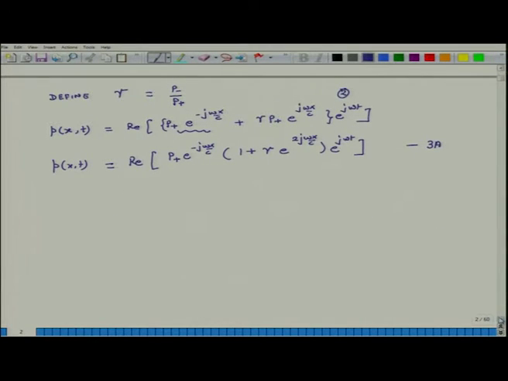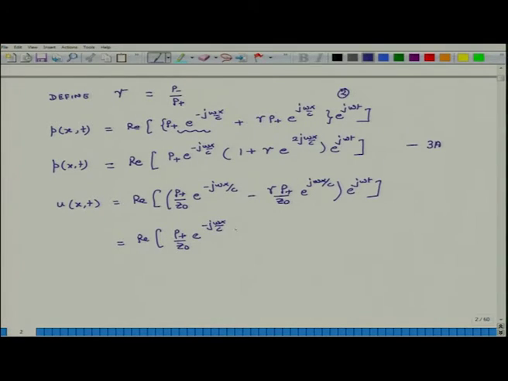Similarly, if I use the first equation and I develop an expression for velocity, so that is real of p plus by z naught e to the minus j omega x over c minus gamma p plus by z naught e to the j omega x over c, e to the j omega t, and from here I get real of p plus by z naught e to the minus j omega x over c in brackets 1 minus gamma e to the 2 j omega x over c, e to the j omega t. So, this is equation 3b.